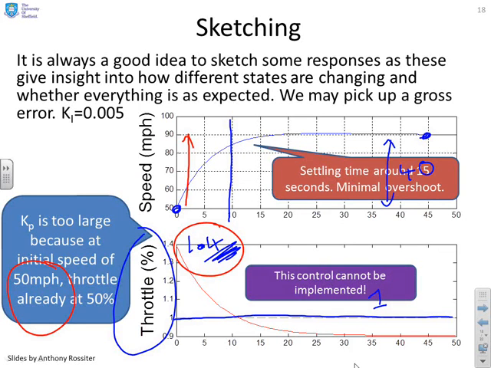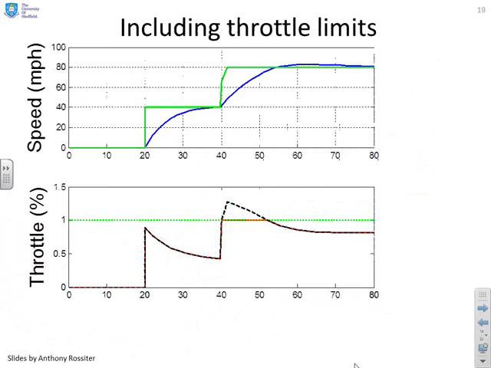Okay, so this control cannot be implemented. However, what could you do? You could say, all right, let's assume that I put in some saturation. So you'll see here, I'm going to saturate the throttle. So if the control law says demand a throttle which is too big, I'm not going to allow it. I'm simply going to say, no, you've got to stay at 1, because that's all you can deliver.